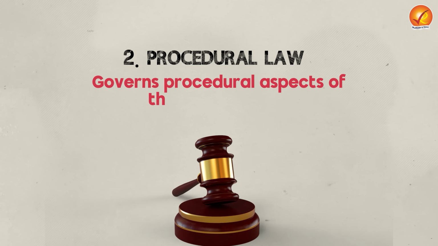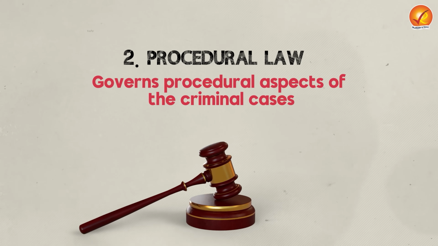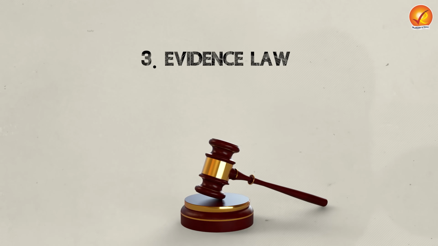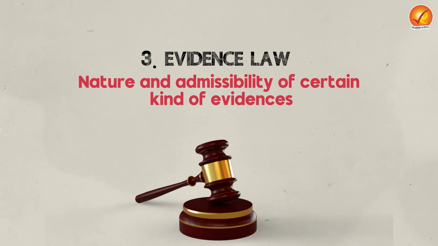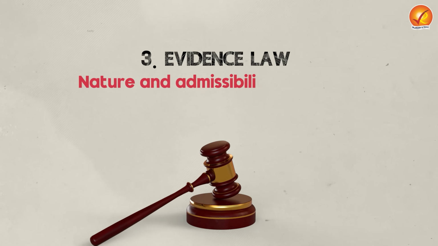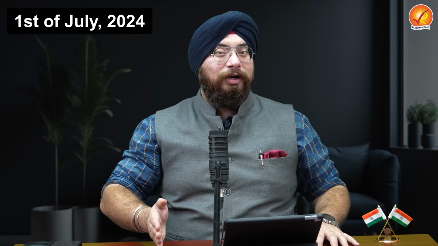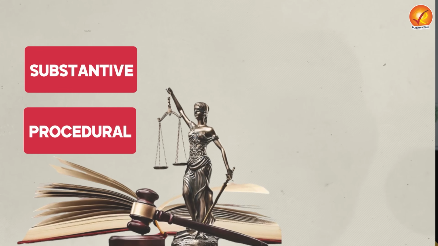It basically governs all the procedural aspects of the criminal cases, that is, what will be the procedure followed while pursuing a criminal case. And third is the evidence law, which deals with the nature and admissibility of certain kinds of evidence. So it basically relates to the evidence in the criminal cases. Now, earlier, before 1st of July 2024, there were three different laws: substantive, procedural, and evidence-based.